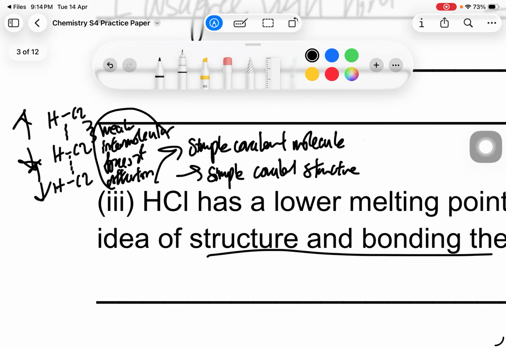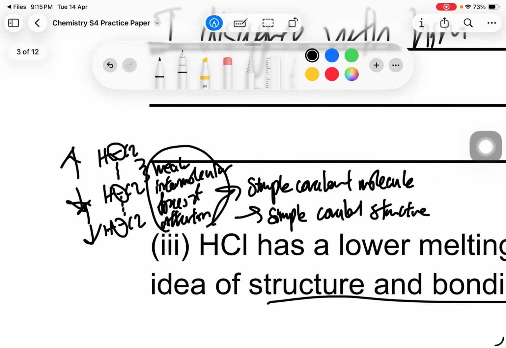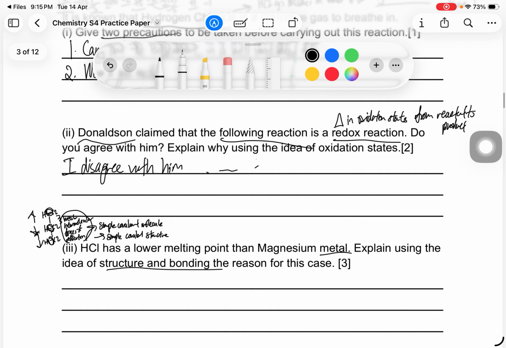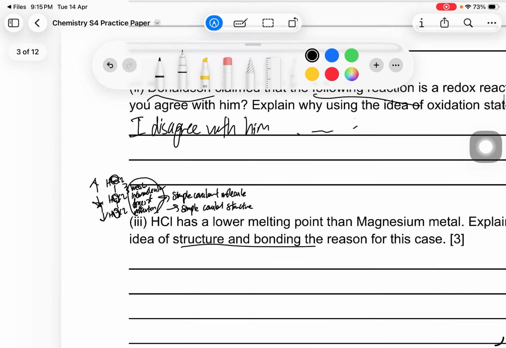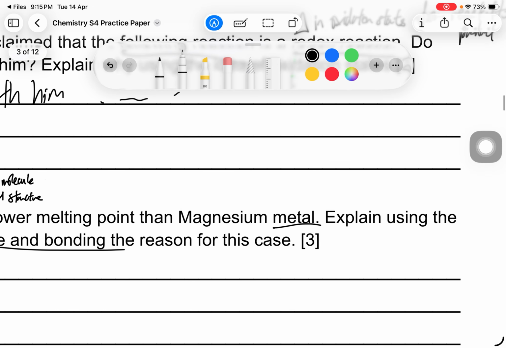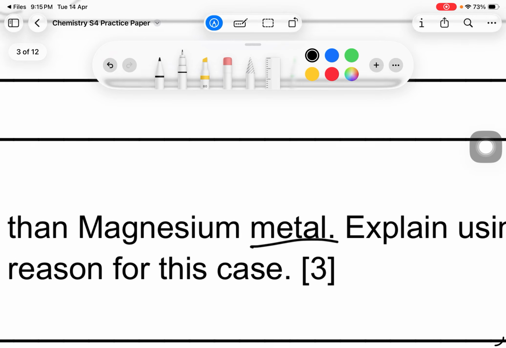Take note, these forces are between HCl molecules and not the bonds within the molecule itself, because these bonds are actually covalent bonds, so they are not contributing to the melting point, because if you were to break these bonds, it becomes a whole new compound. So now let's look at magnesium metal, which has a higher melting point.